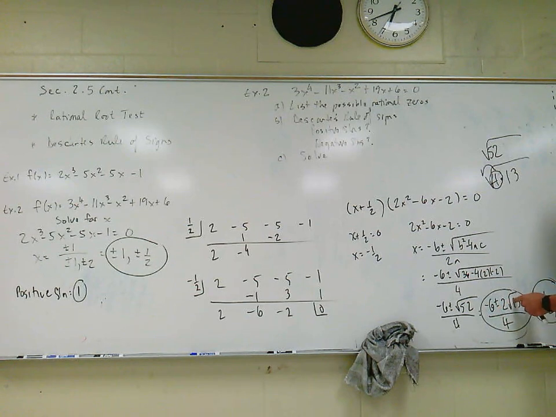-6 minus 2 square root of 13 over 4 should be negative. -6 plus 2 square root of 13 over 4 should still be negative. Oh no, that one should be positive, and there's your negative. So you should have 1 positive answer, 2 negative answers from Descartes' rule of signs. So -6 plus 2 square root of 13 should come out positive.